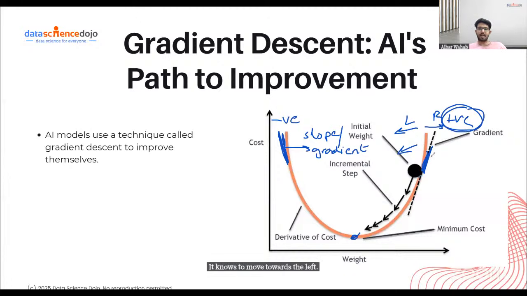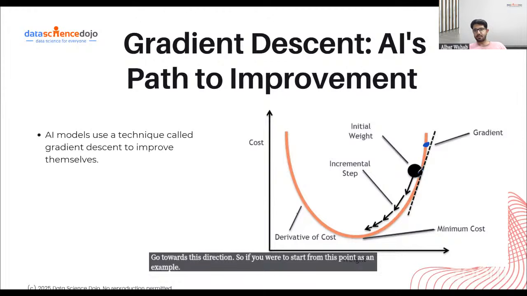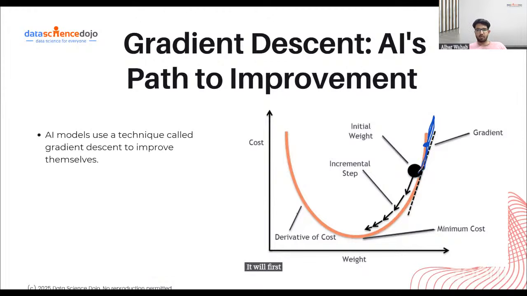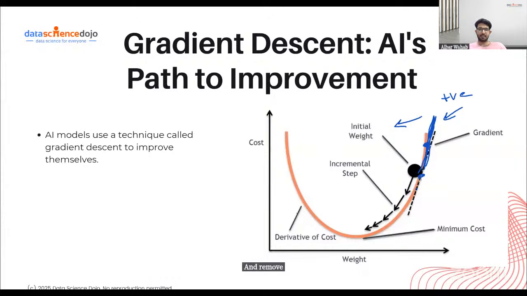So if the slope of the line is positive, go towards this direction. And if the slope of the line is negative, go towards this direction. So if you were to start from this point as an example, it will first figure out what the gradient of the line is at that point. And over here, since it's positive, it knows to take a step in this direction and it will move further. And it will keep doing that until the gradient becomes 0.